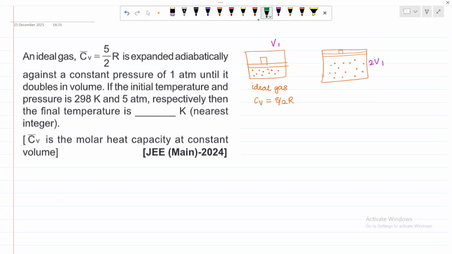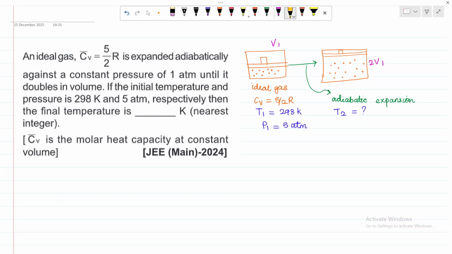And it undergoes what expansion? Adiabatic expansion, right? So this is an adiabatic expansion. So what are the other things that we know? The initial temperature is 298 Kelvin, okay? And the initial pressure is 5 atm, okay? So what are they asking? They're asking for the final temperature, okay? And so now let us solve the question, right?